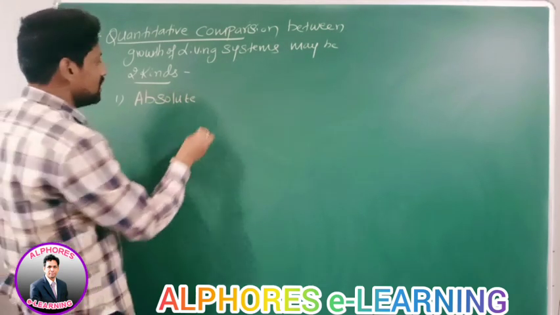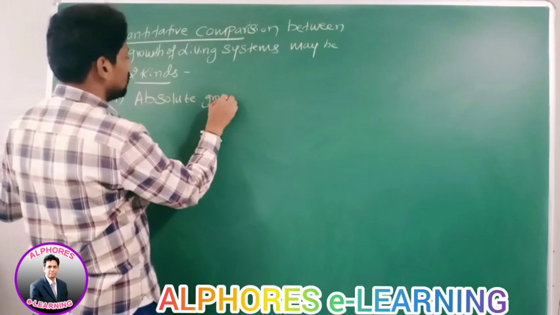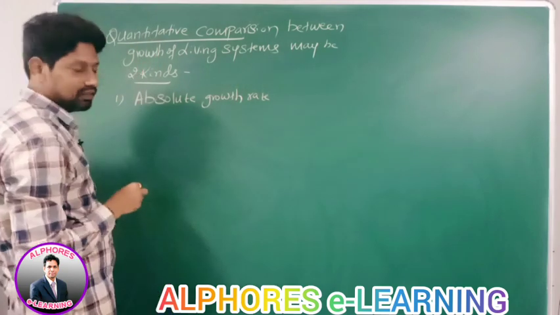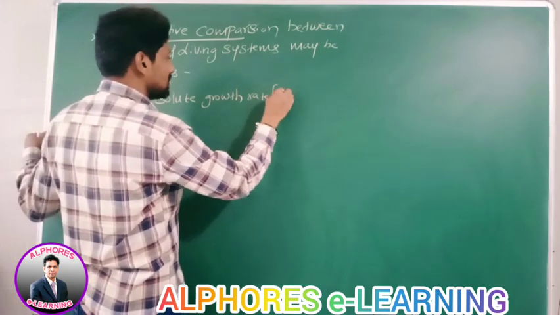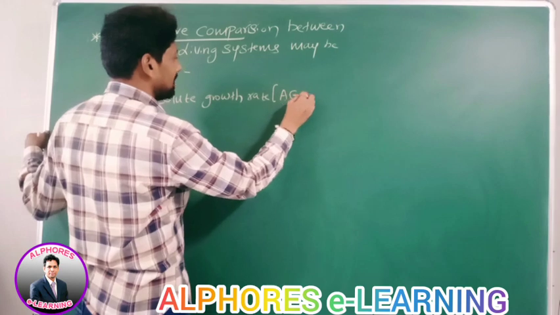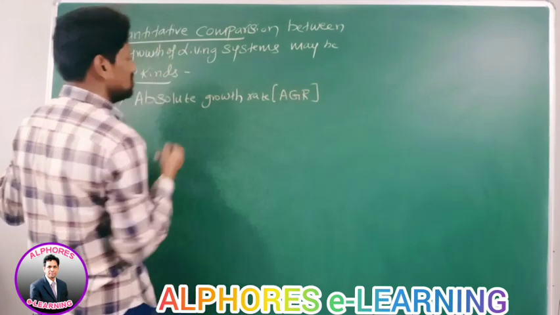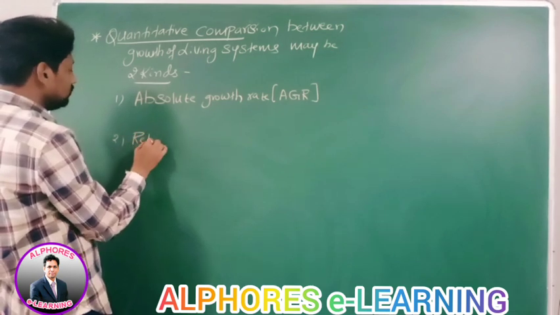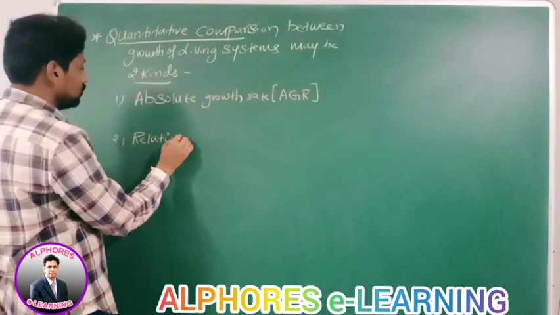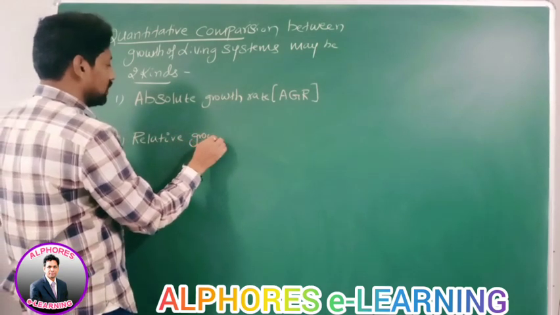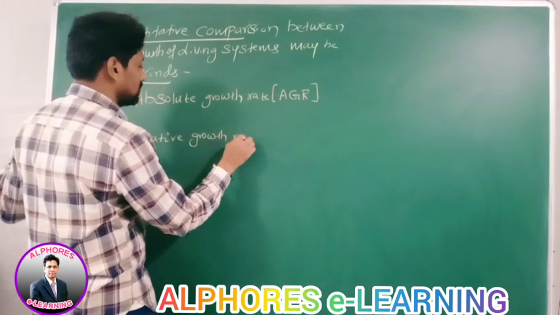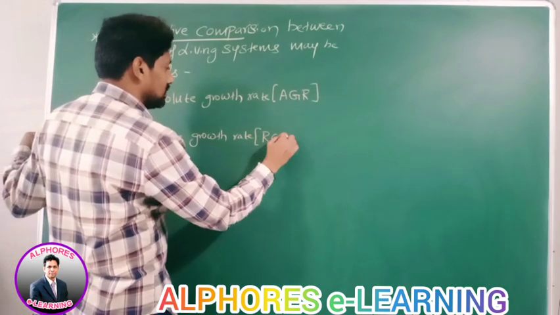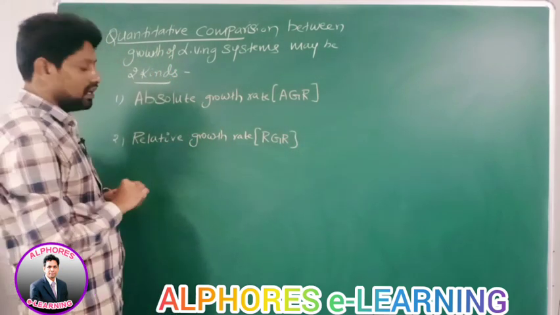Absolute growth rate. In shortcut we write this absolute growth rate as AGR. And the second one is relative growth rate. The shortcut is RGR, that is relative growth rate. Is it okay? Go for the first one.